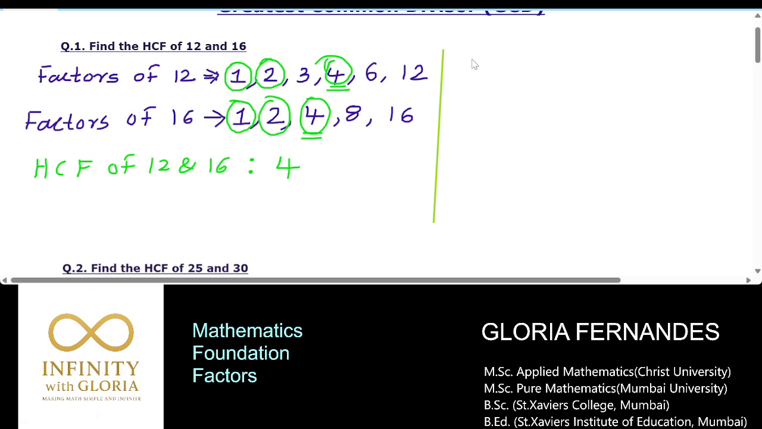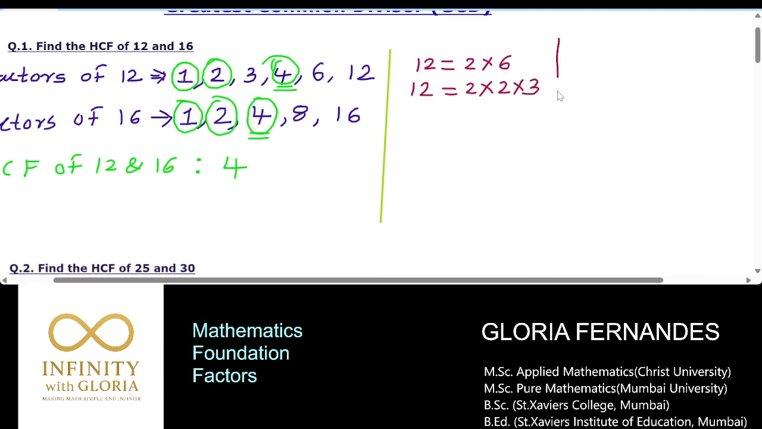So what will be the factors of 12? I can write it as 2 times 6, yes, then 6 can be written as 2 times 3. So these are the prime factors of 12. Then what will be the prime factors of 16? 2 times 8, yes. Then 8 can be further written as 2 times 4, yes. Then 4 can be written as 2 times 2.